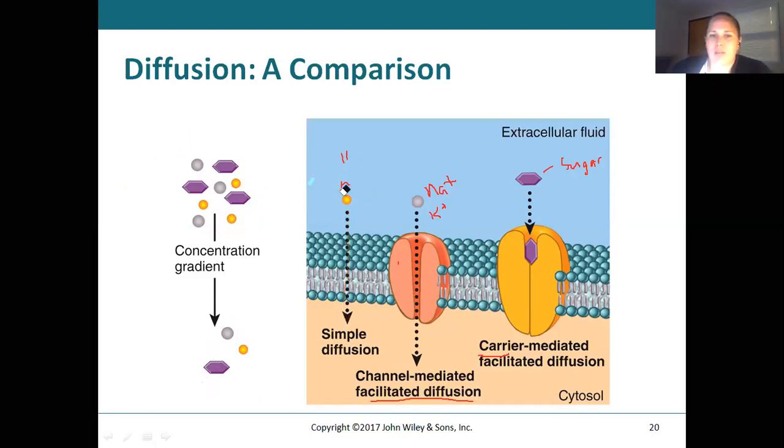So that shape change of the protein that spans the plasma membrane. The carrier protein that spans the membrane is going to undergo a shape change to allow that molecule of glucose into the cell.